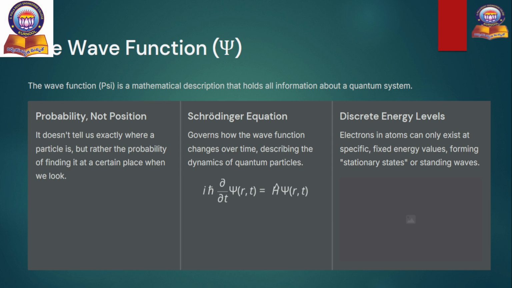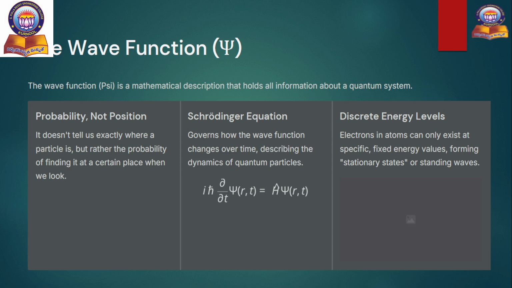The Schrodinger wave equation: instead of describing motion with position and velocity, it describes the wave function, which holds all information about the quantum system. The Schrodinger wave equation applies to both the time dependent and the time independent cases, called the time dependent Schrodinger equation and the time independent Schrodinger equation. It mainly governs how the wave function changes over time, describing the dynamics of quantum particles.